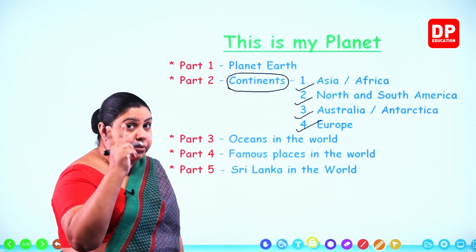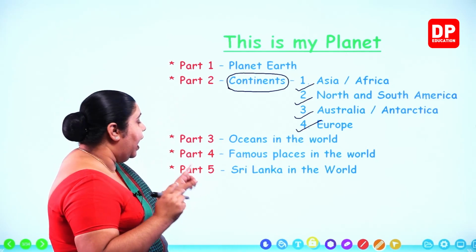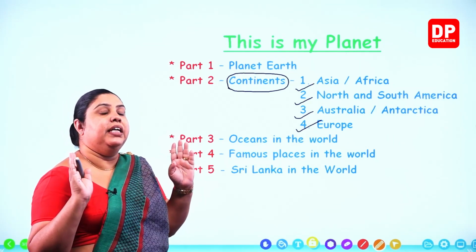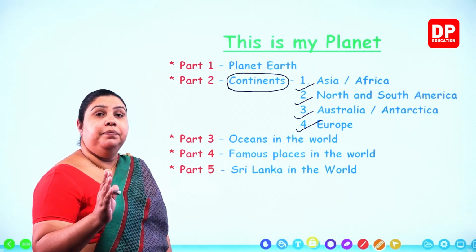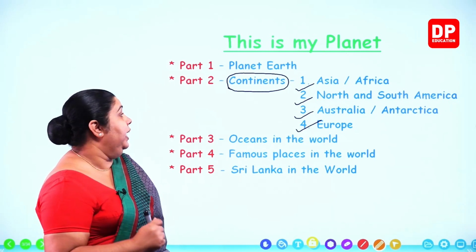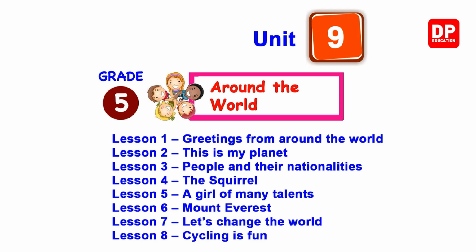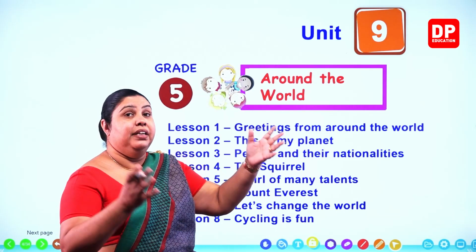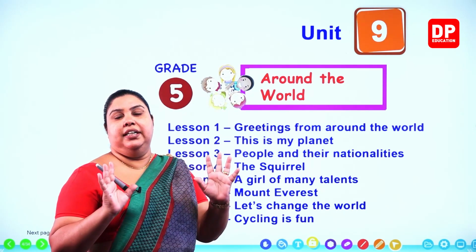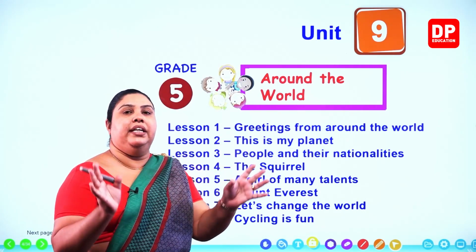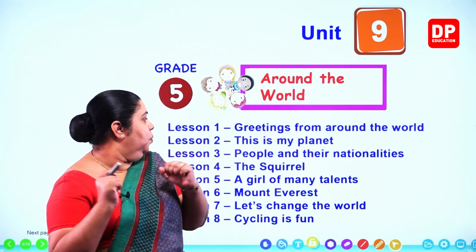So our lesson number 2, we will have 5 parts, and it's going to be another interesting, valuable lesson which will give you a lot of information. ඉතින් එතකොට පුතේ lesson number 1, we are talking about greetings from around the world, and lesson 2, this is my planet, will have 5 interesting parts with all the information around the world.